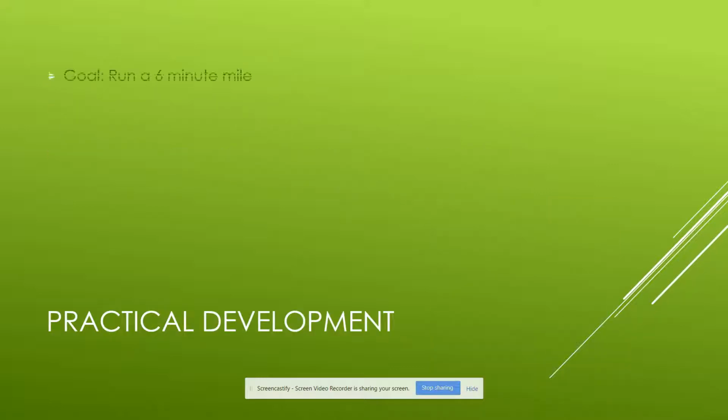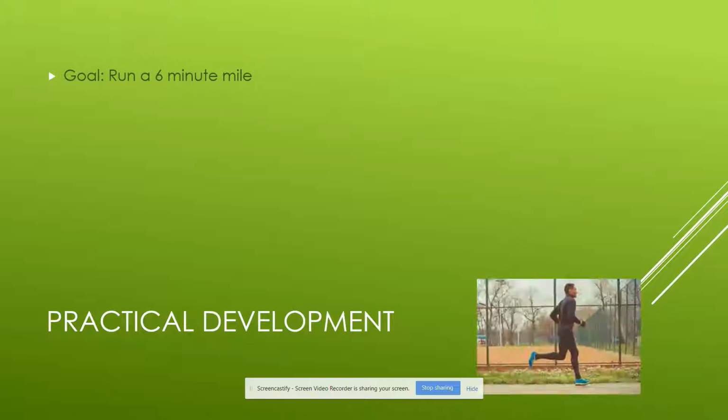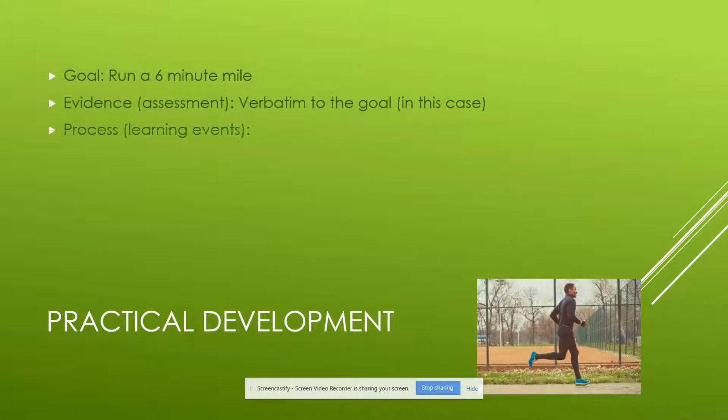The last example is my practical development. So I chose something near and dear to my heart as a cross-country coach. The goal is to run a 6-minute mile. Let's just assume that everyone is capable of running a 6-minute mile, though I know that's not generally the case. The evidence of this goal would be pretty much verbatim to the goal: you can run your 6-minute mile. That is your assessment. That is your test. So how would we plan to achieve this? What is our process?